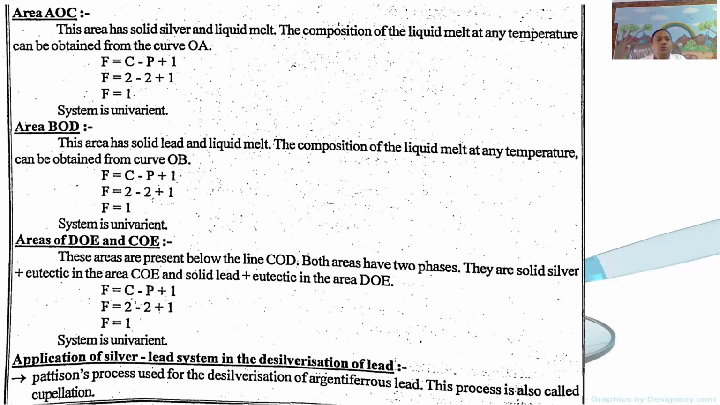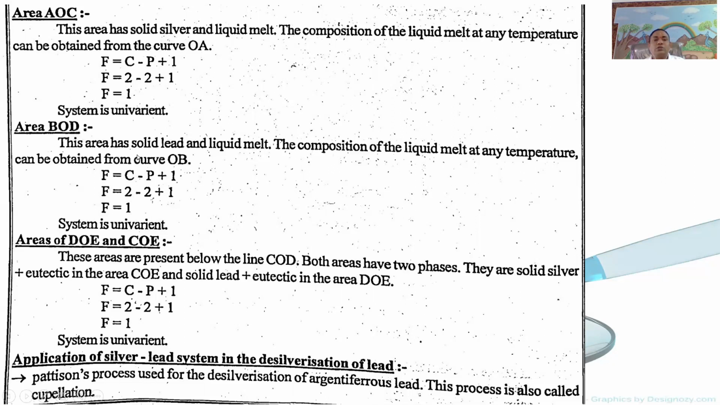Next, the area AOC. This area has solid silver and liquid melt. The composition of the liquid melt at any temperature can be obtained from the curve OA. Therefore, the degree of freedom F is C minus P plus 1, F equal to 2 minus 2 plus 1 equal to 1. It is a univariant system. Next, area BOD.